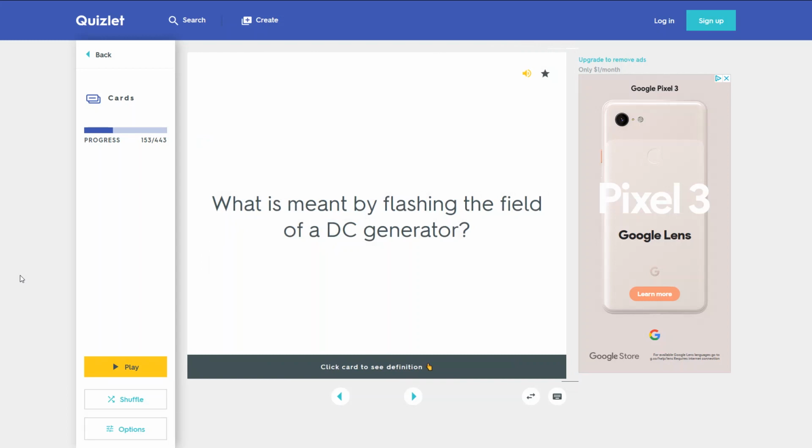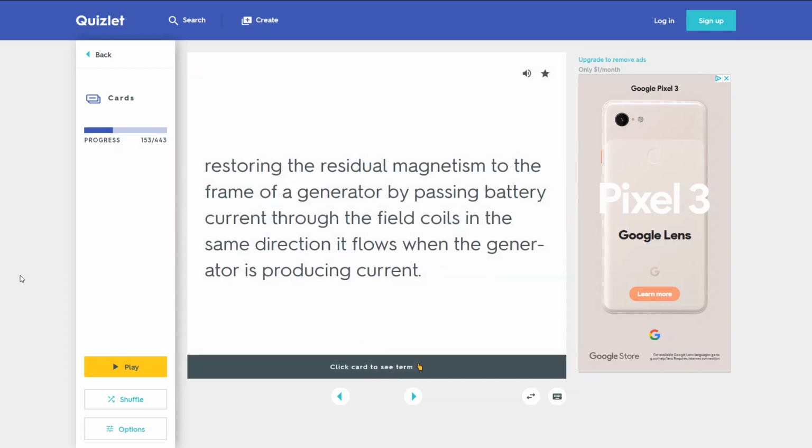What is meant by flashing the field of a DC generator? Restoring the residual magnetism to the frame of a generator by passing battery current through the field coils in the same direction it flows when the generator is producing current.